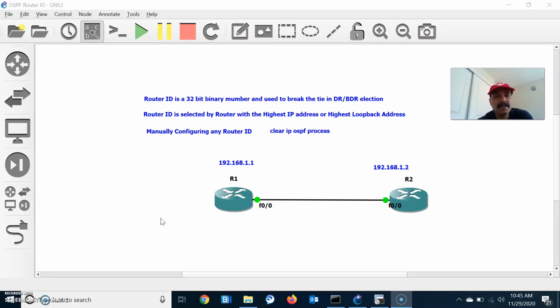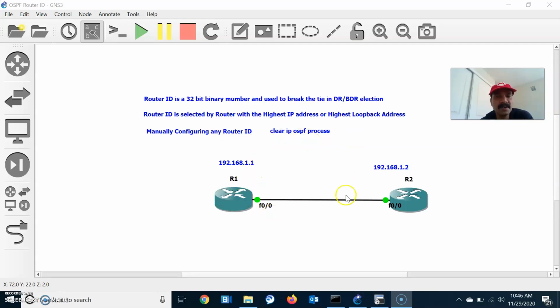And today let us discuss about OSPF router ID. So router ID is a 32-bit binary number which is used to break the tie in DR-BDR election. Router ID can be either the highest physical interface, that is a physical IP address, or in case I'm using the loopback interface, always the loopback will take over the preference. That means the highest loopback address is preferred. So if I manually configure any router ID, I have to do a clear IP OSPF process.